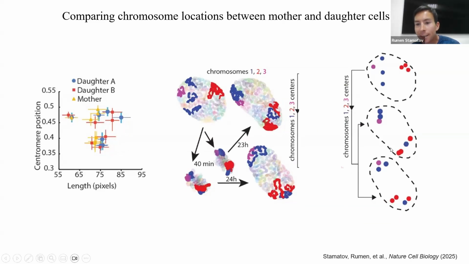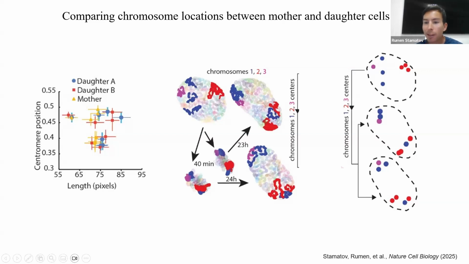And we can see that the two sister cells are very similar. If you compare the dots here, which represent, on the right picture, the center of mass of each chromosome, we can see that, for example, the 3 red dots are on the same side. There is one blue dot close by, and then 2 other dots on the other side and the purple dot close by. But this arrangement is very different from the mother cell.